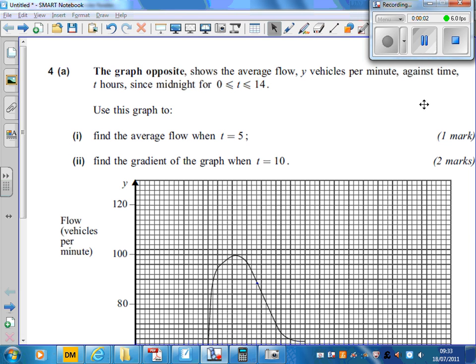Algebra 2010, question 4. The graph opposite shows the average flow, y vehicles per minute, against time, t hours since midnight, for values of t between 0 and 14. Use this graph to, part 1, find the average flow when t equals 5. Okay, so that should be pretty straightforward.